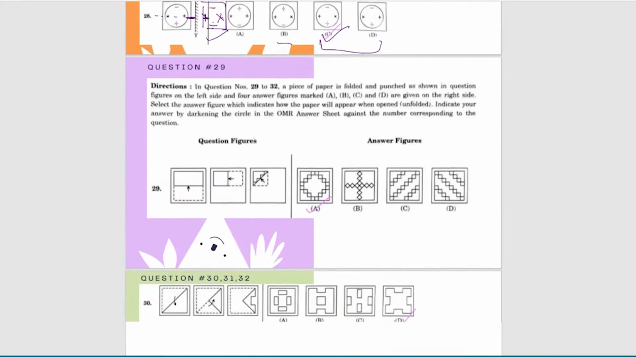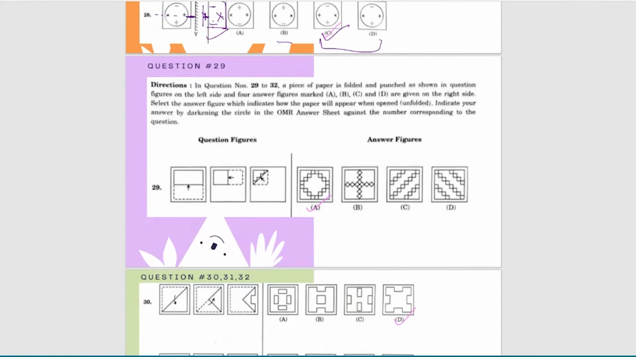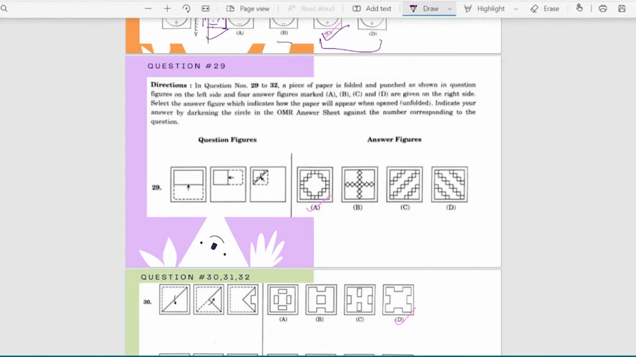Now let's move on to question number 29. Question number 29 says, in question numbers 29 to 32, a piece of paper is folded and punched as shown in the question figures on the left side, and 4 answer figures marked A, B, C and D are given on the right side. Select the answer figure which indicates how the paper will appear when opened, unfolded. Indicate your answer by darkening the circle in the OMR answer sheet against the number corresponding to the question.